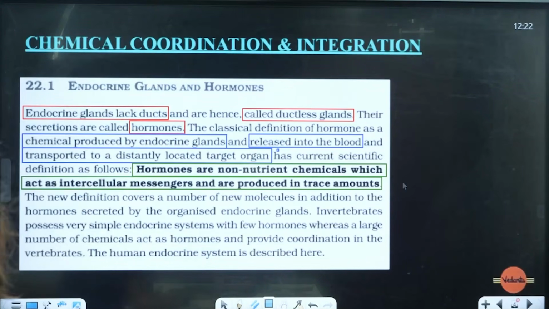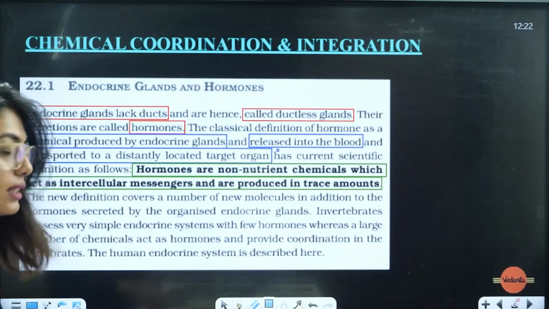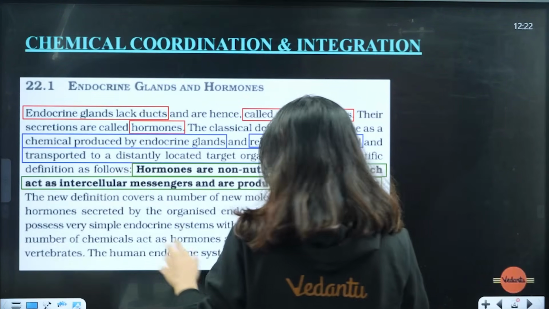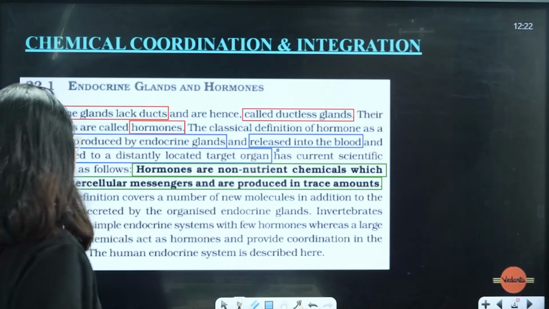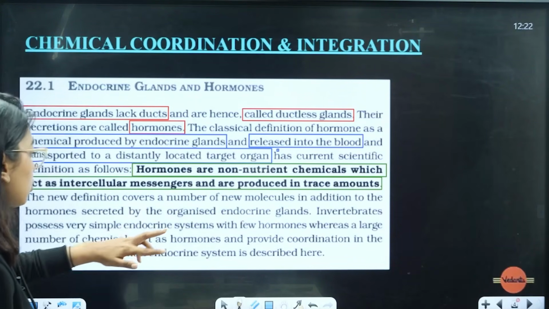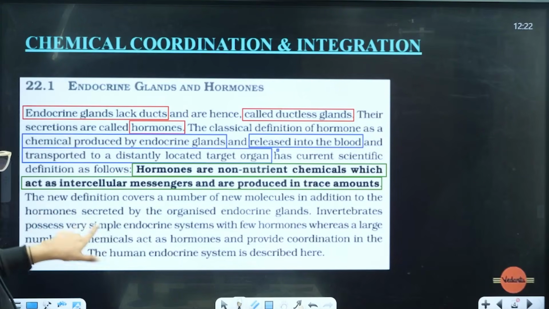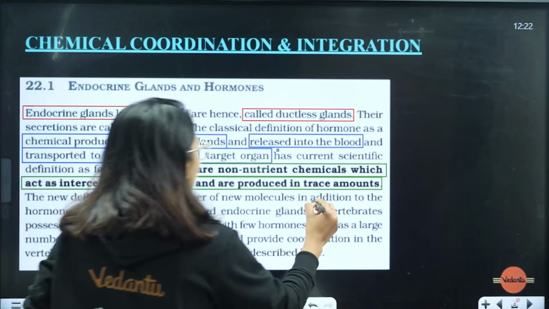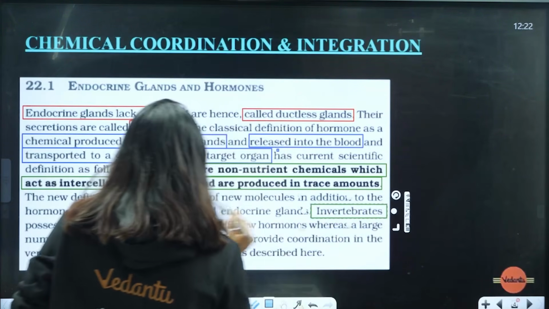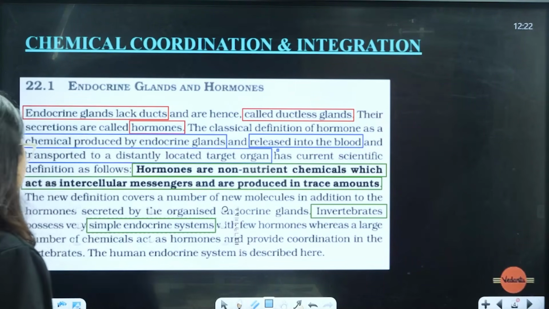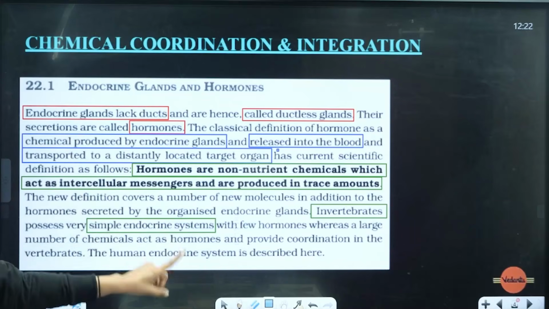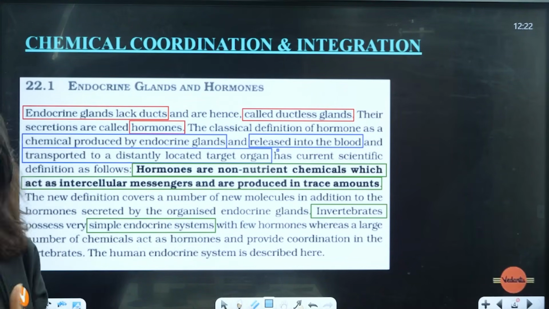Okay students, is this understood, all of you? Yes, okay. So here, important, let's finish the whole thing. The new definition covers a number of new molecules in addition to the hormones secreted by organized endocrine glands. Invertebrates have a very simple endocrine system with only a few hormones, whereas a large number of chemicals act as hormones and provide coordination in vertebrates. The human endocrine system is described next, so we are going to study it.